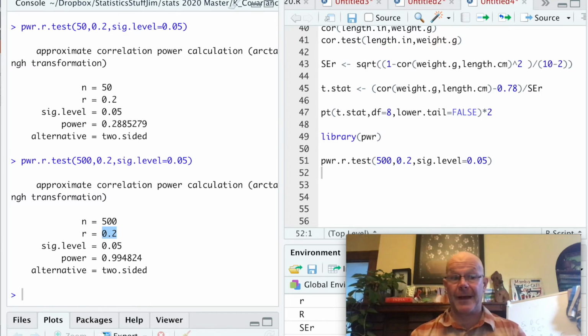So yeah, that's power analysis. And next we'll talk about different types of correlation.